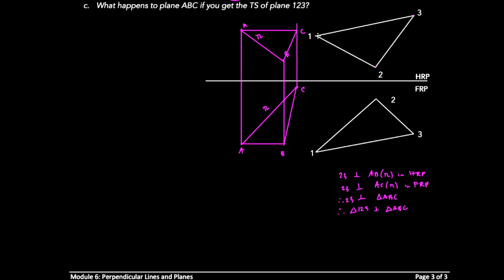And to get the true size of ABC, ito yung easiest way to do it, no? So we do 1, 1 prime. Tapos we project 1 prime down along 2, 3 siya. This is 1, 1 prime right here. And this is now true length.